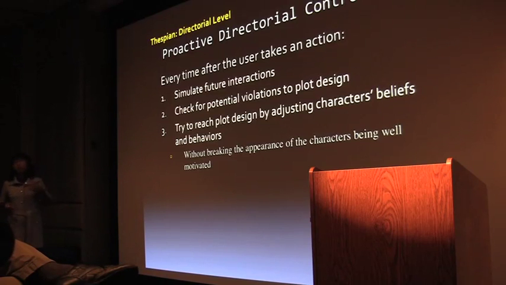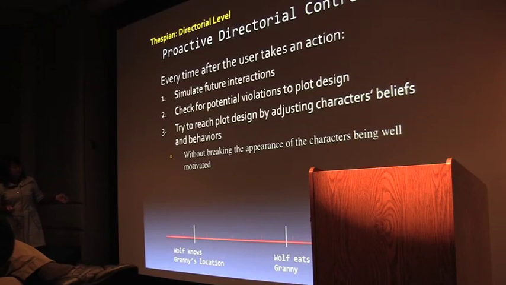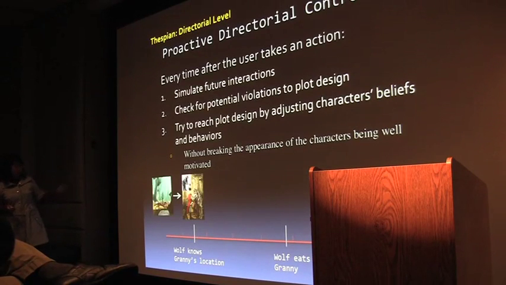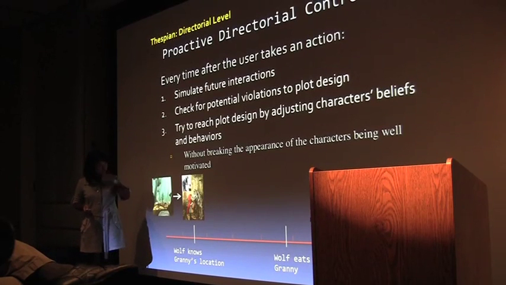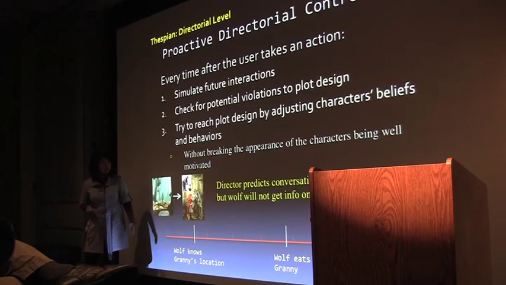Every time after the user takes an action, the director agent will simulate future interactions. For example, this is the current state of the interaction: the user plays the wolf character, he has already talked with Little Red Riding Hood for a little while, and the woodcutter is close by.